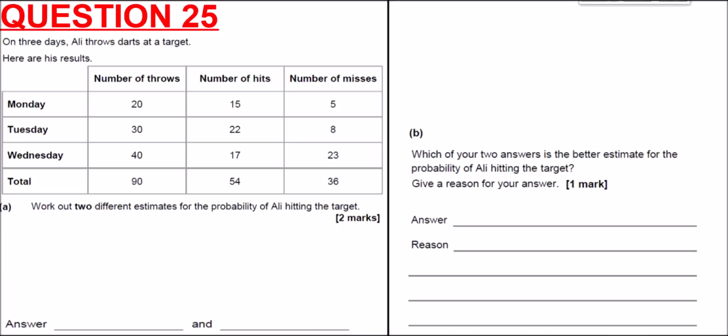Question 25. Ali throws darts at a target. So for part A, we need to work out two different estimates for the probability of Ali hitting a target. The good news of this is we've got four possible different estimates we can take. One estimate is on Monday. So if we estimate for Monday, the probability of him hitting a target, the best estimate is looking at the actual experiment of how many throws he's had compared to how many hits he's got with those throws. So on Monday, his hit rate was 15 out of 20.